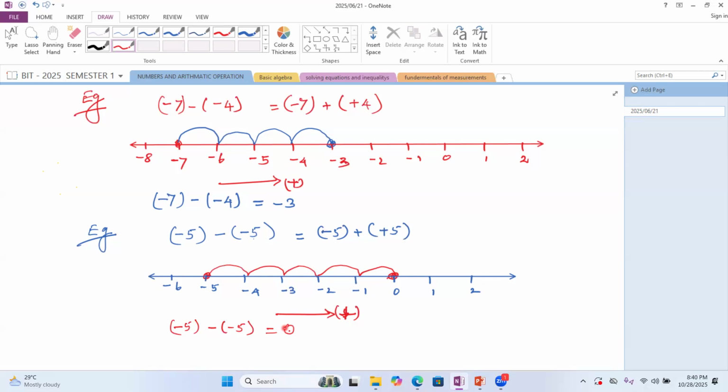Right. Now, multiplying positive and negative numbers. There are 4 rules. Multiplying and dividing follow the same rule. Multiplying positive and negative numbers.